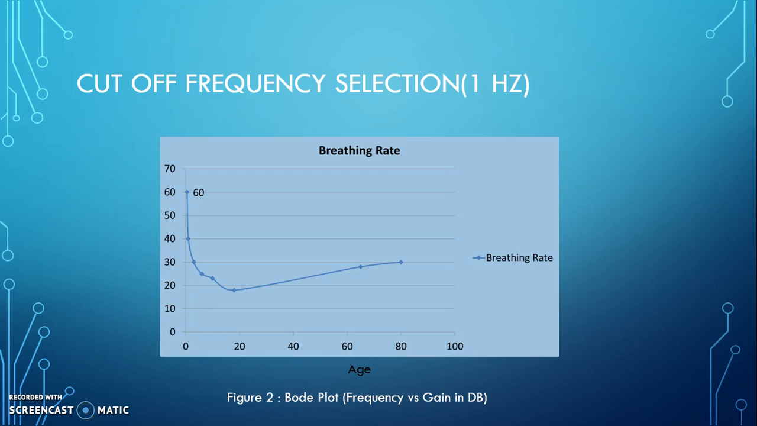And here is the criteria I used for cutoff frequency selection. I found the breathing rates of different ages from Wikipedia. Here is the plot from where we can see the maximum possible breathing cycle that includes inhalation and exhalation is 60 per minute. So it concludes that we need to design a low-pass filter with 1 Hz cutoff frequency, but I designed a 5 Hz low-pass filter to materialize my selection.